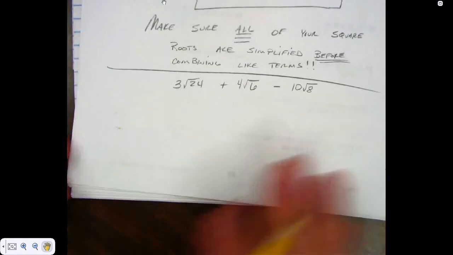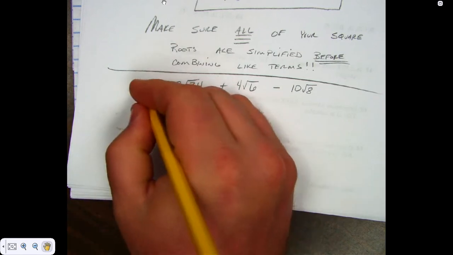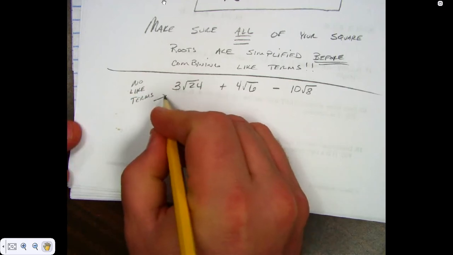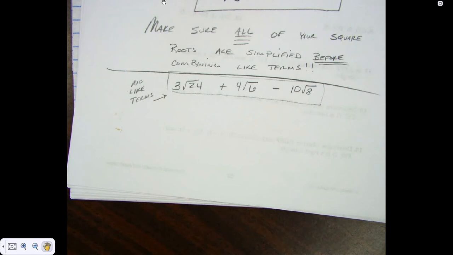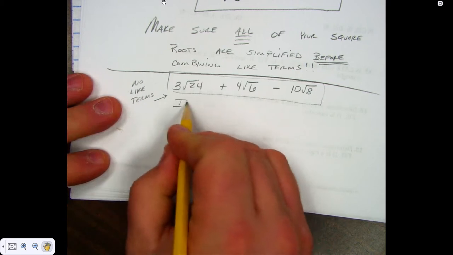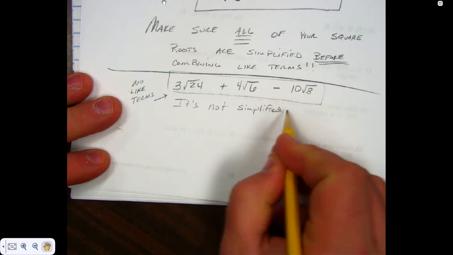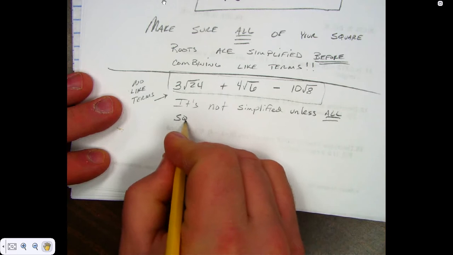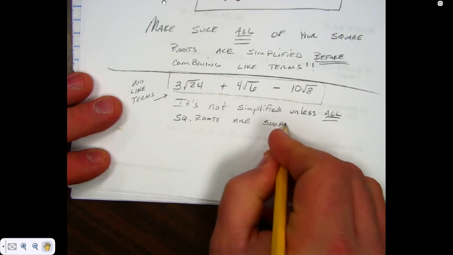Right now, do I have any like terms? Right now, I have no like terms. For this problem, I do not. However, you don't know if it's simplified. It's not simplified unless all square roots are what? Simplified.